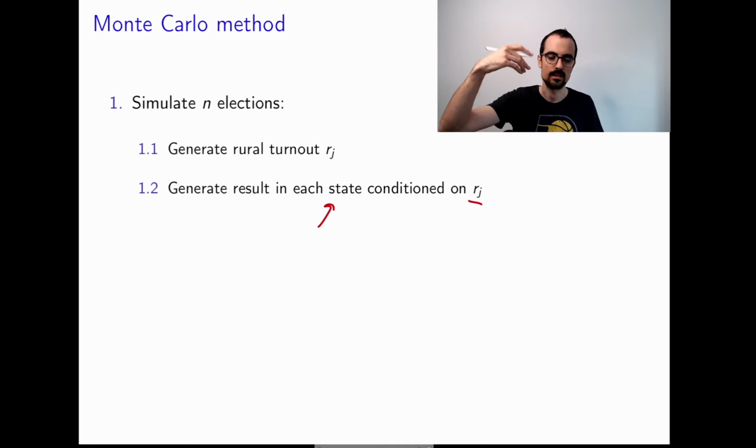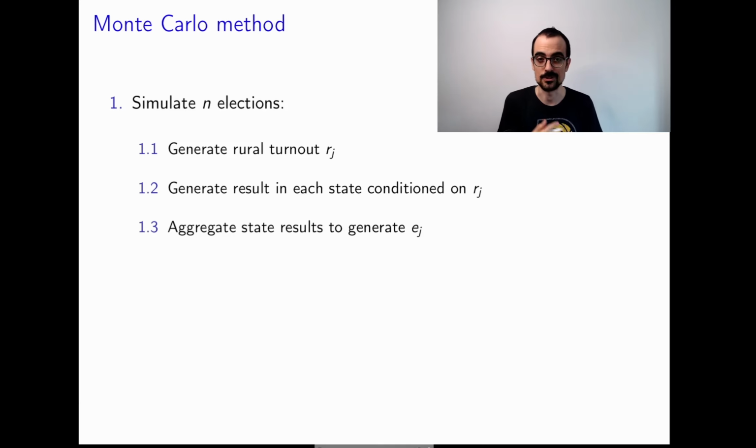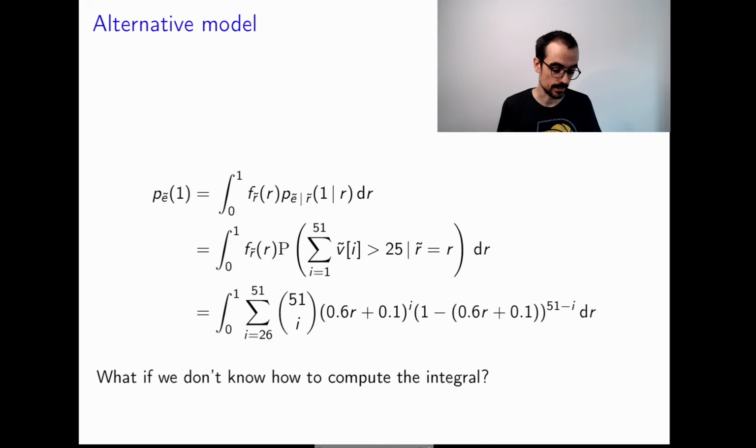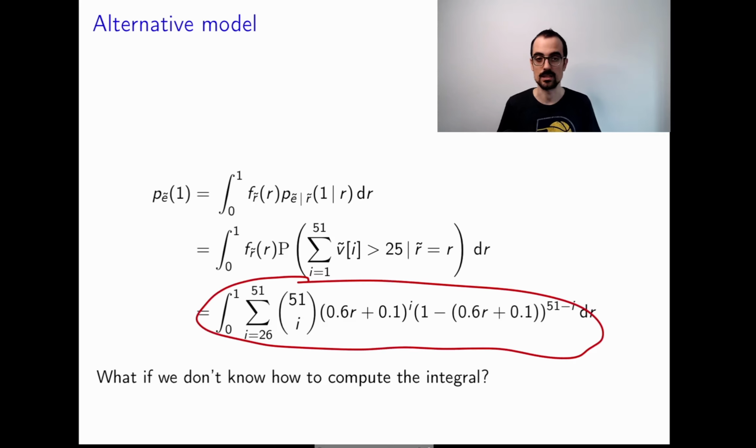Okay, so state 1, Republican wins. State 2, Democrat wins. State 3, Republican wins, and so on and so forth. And then we see who won the election. We count who won more states, and we set E_j equal to 1 if the Republican won more states, and E_j equal to 0 if the Democrat won more states. And then after doing this for n elections, like 1,000,000, for example, we compute the fraction of times that the Republican won, and that gives us a good approximation to this integral. This is going to give us exactly the same result as this integral if we take enough tries.